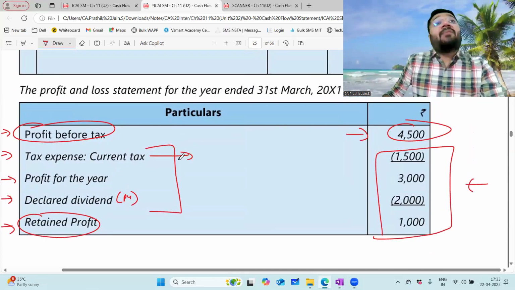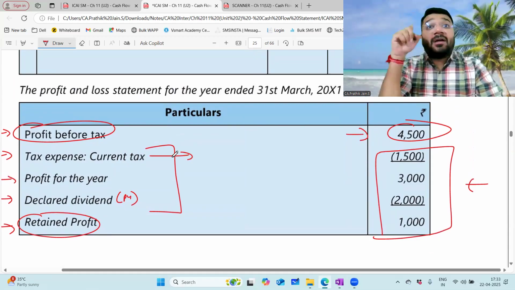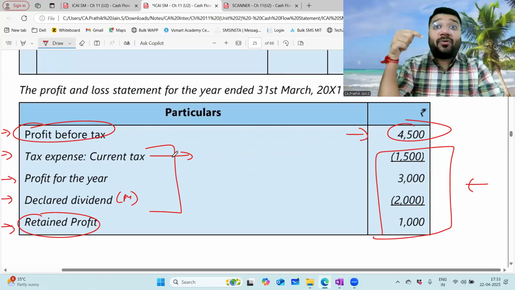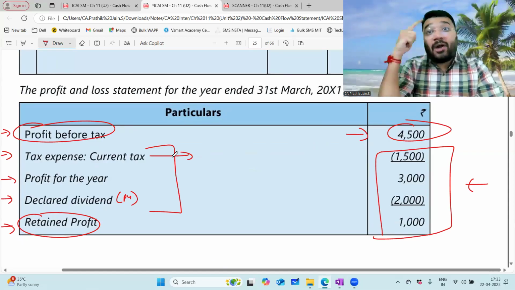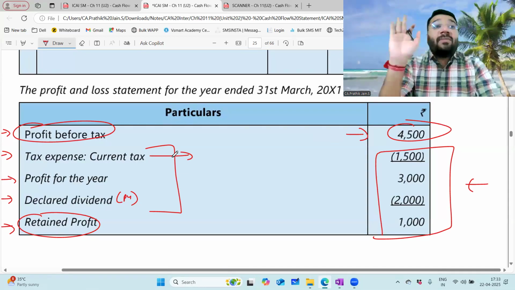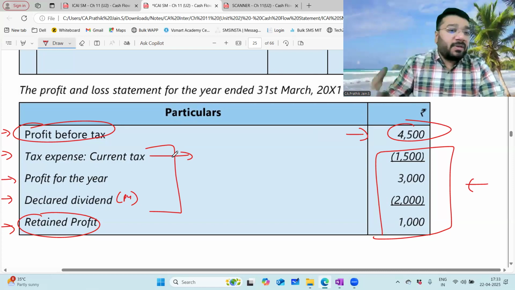Current year tax might be helpful where they are asking us to prepare the provision for tax account. There they'll give you the opening provision, closing provision, current year provision. So using these three information, I'll find out tax paid. So that time it might be helpful. I don't know, but I'm telling you, this is the information possibly to be used there.